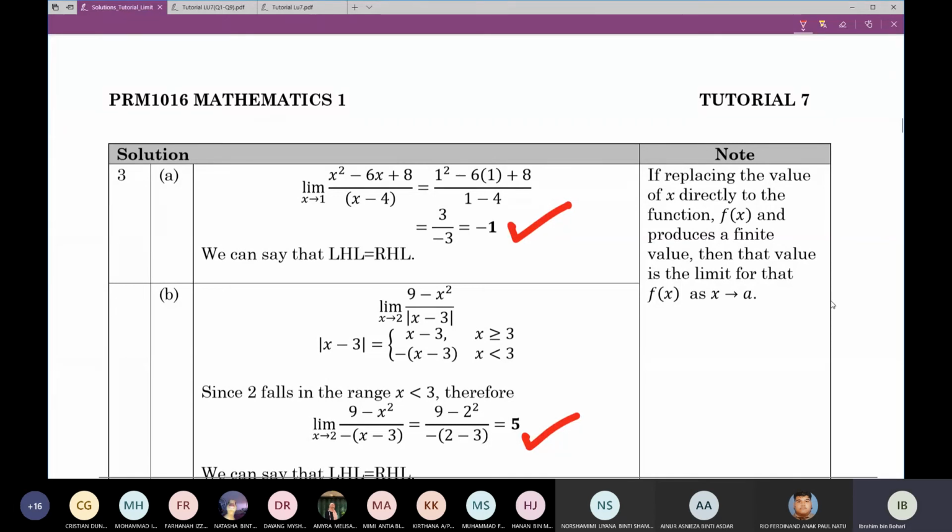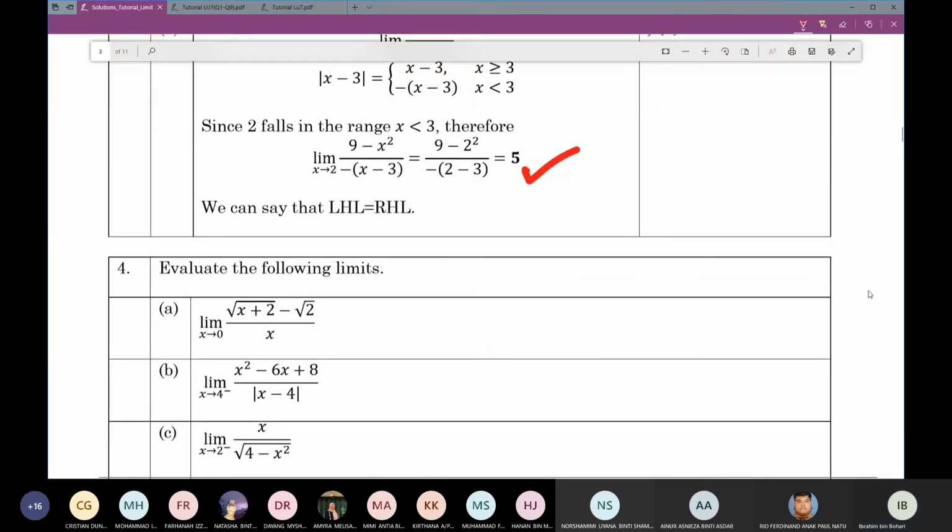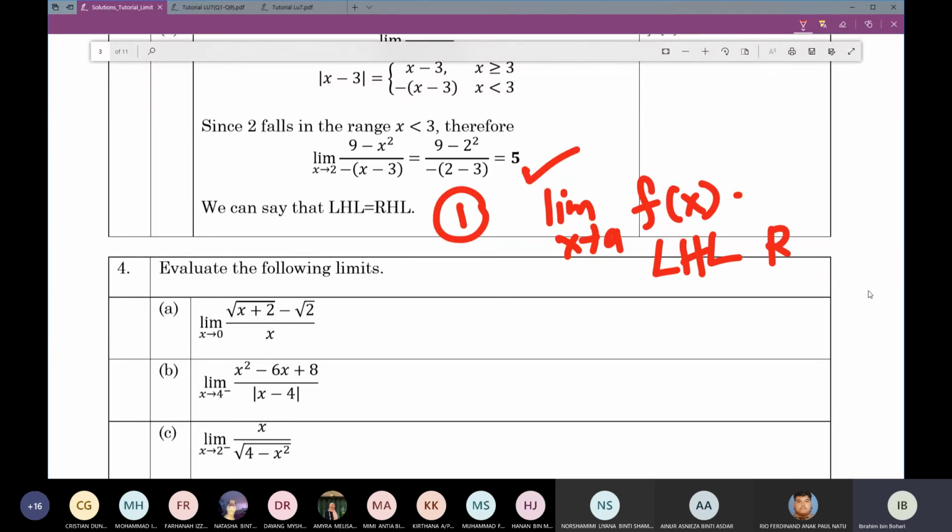Okay. So, saya nak tunjukkan saja apa yang penting dalam LU7. First, 7.1, the existence of limit. Limit as x approaches a of f(x). You check the left-hand limit of the function and the right-hand limit of the function. Okay. And then you check the existence of limit. Limit here equals or not, and you check the limit here exists or doesn't exist.